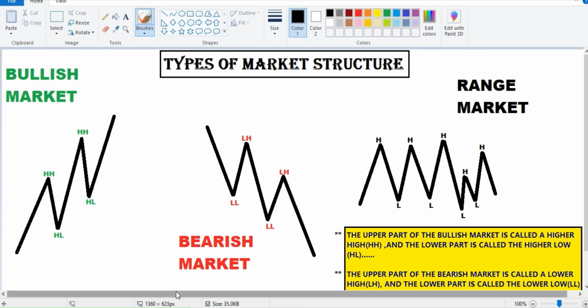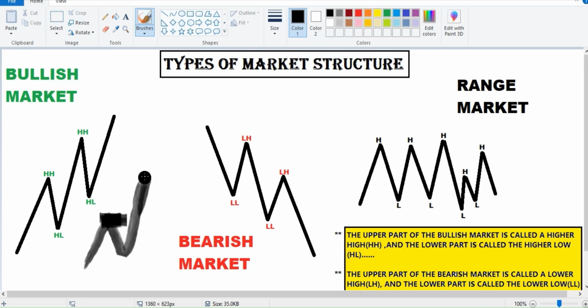Now back to our drawing board. Another way to identify a bullish market: if you see the market keeps making a higher high and higher low, breaks above the last higher high, creates another new higher high, a higher low, higher high, higher low.